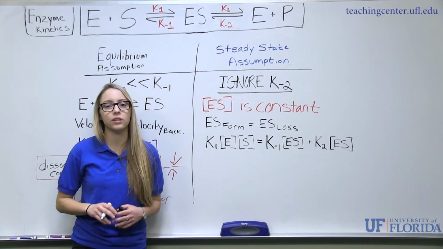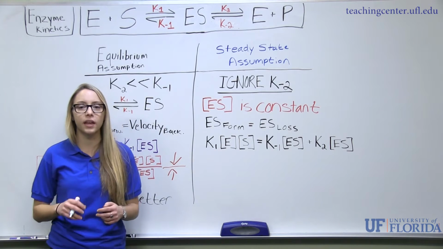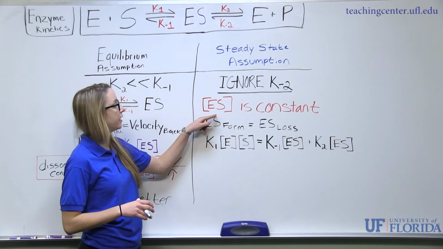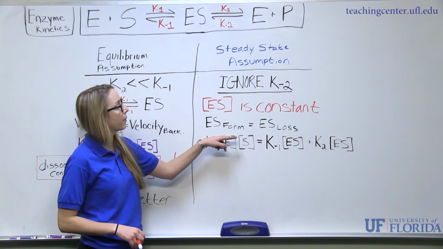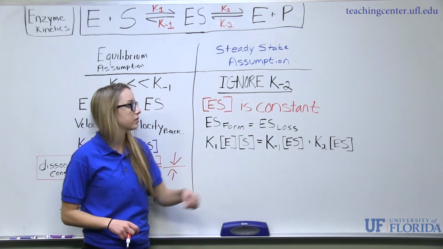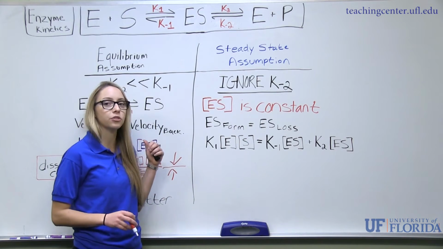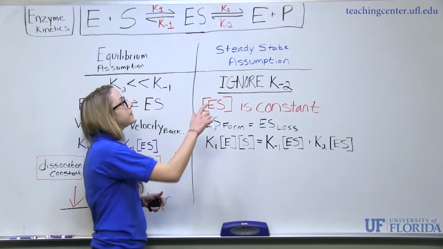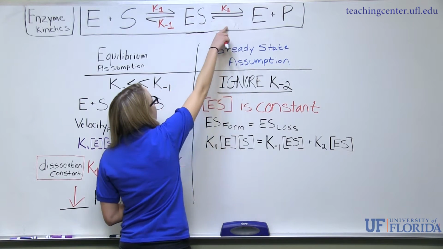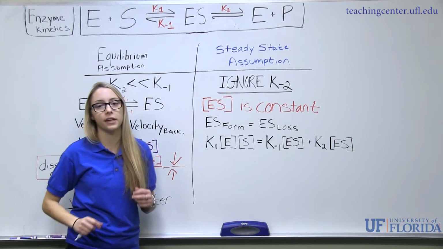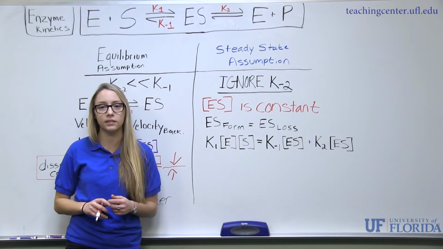Our second assumption is the steady state assumption. When we say we're in a steady state, all we're saying is that the concentration of the ES complex is constant. For it to be constant, our ES formation needs to equal our ES loss. Because the probability of product going backwards to substrate is so low, we can take K-2 out of our equation, so we won't consider that for ES formation. Here's an equation that shows ES formation equal to ES loss.